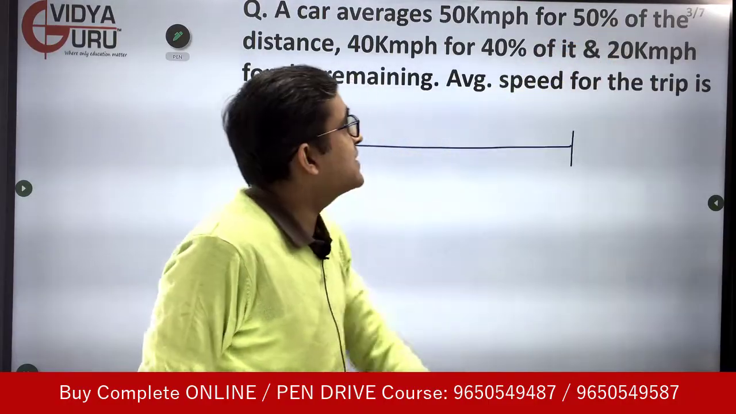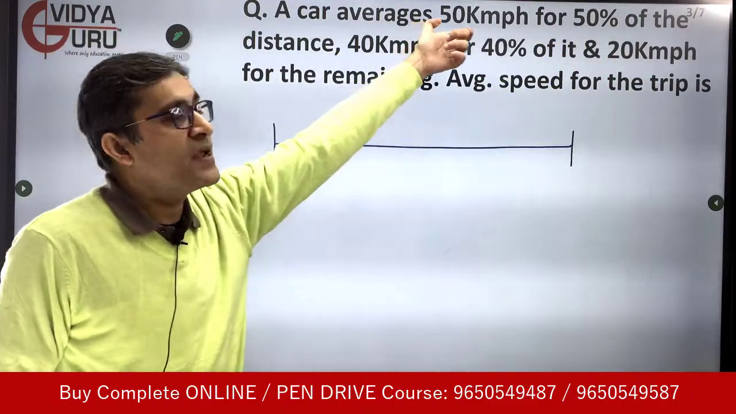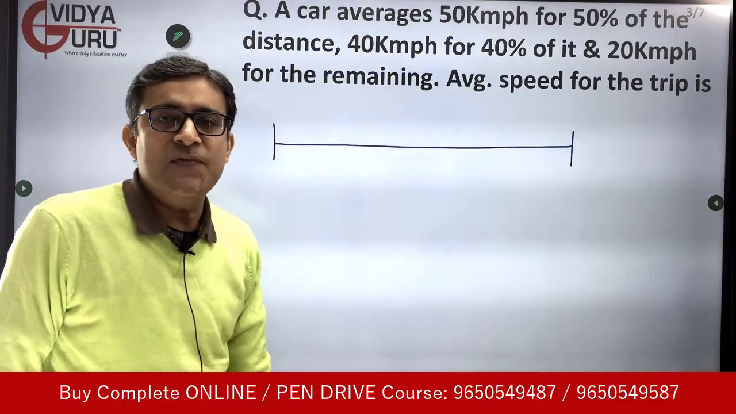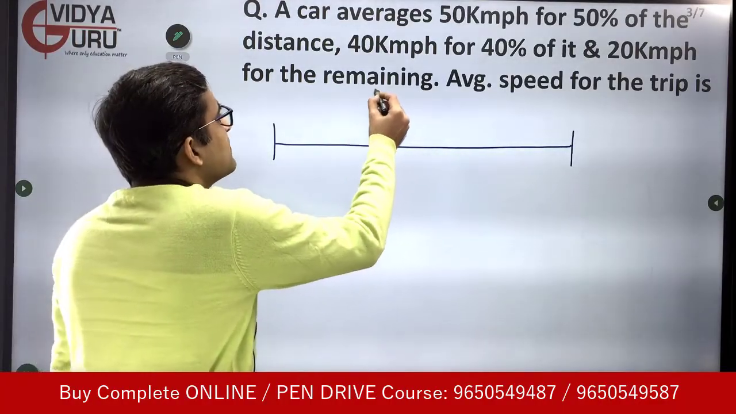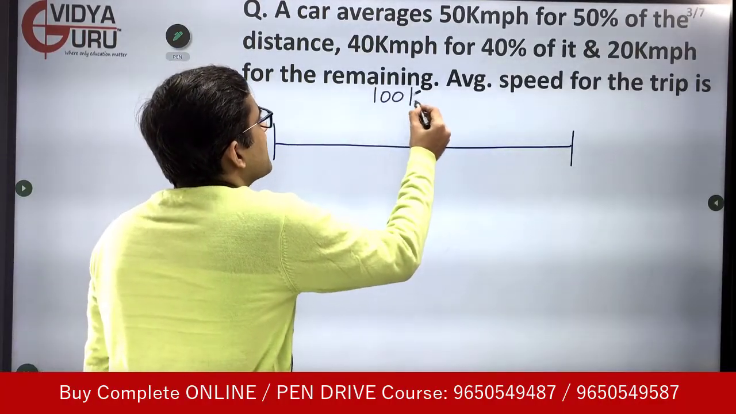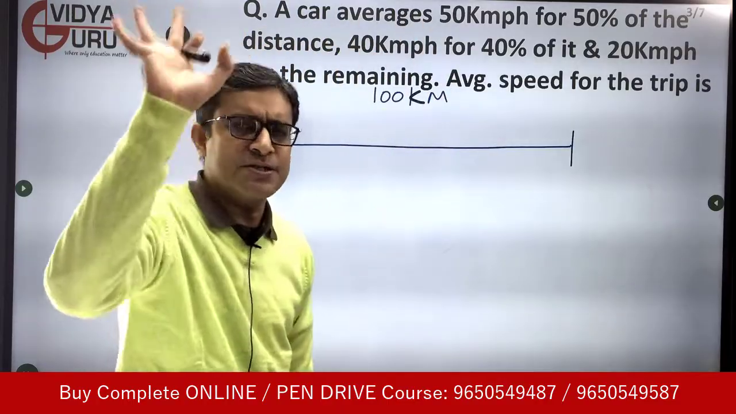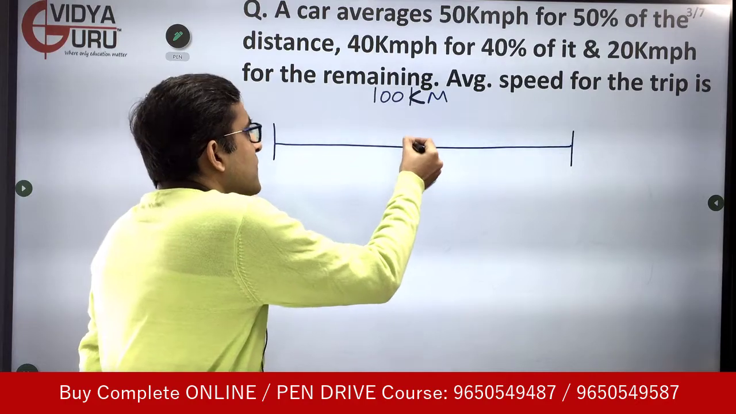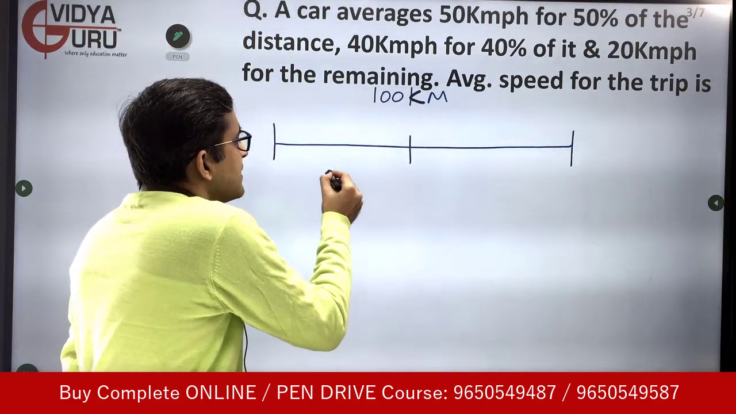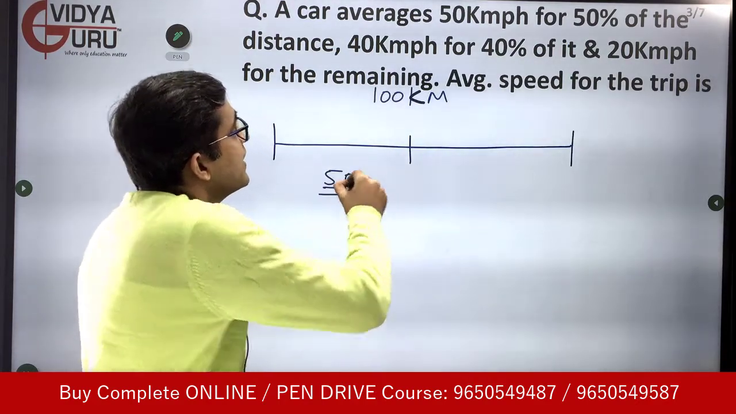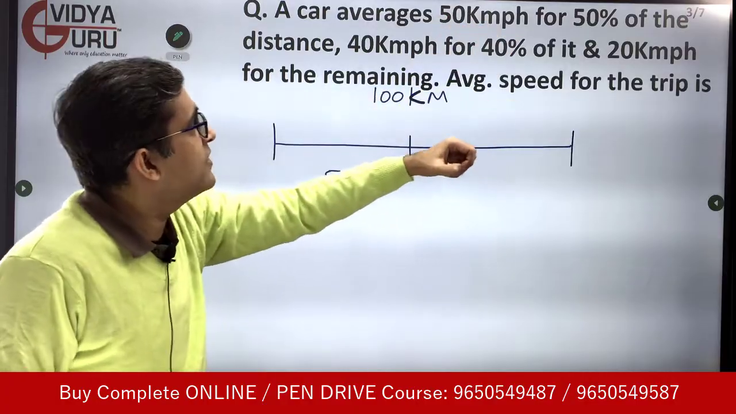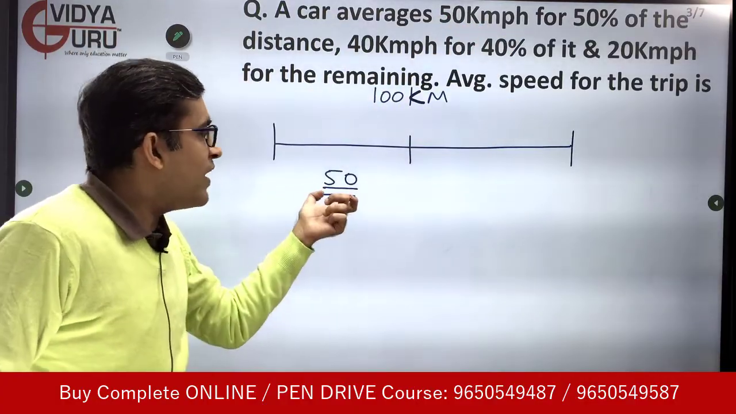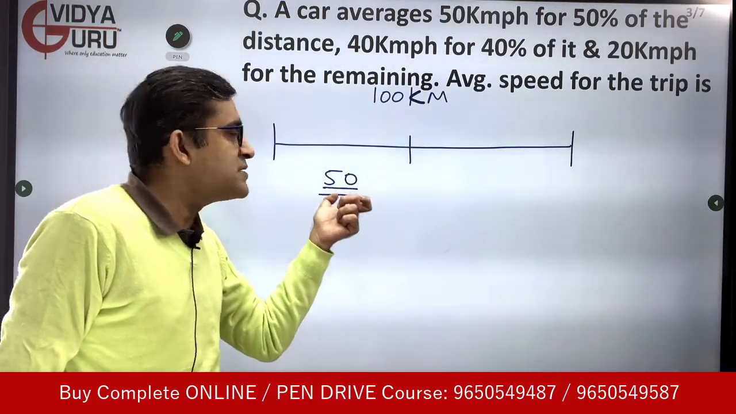For 50% of the distance, the speed is 50 kilometers per hour. Let me assume that the total distance is 100 kilometers. Students, the total distance is 100 kilometers. So 50% means the first 50 kilometers, he travels by car. While traveling these 50 kilometers, what is the speed?